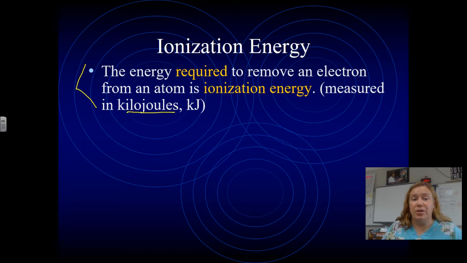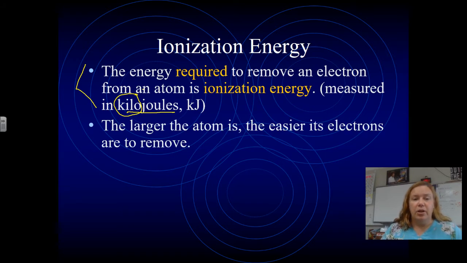Ionization energy is measured in kilojoules. I want you to realize that it's kilojoules, not joules, so we're talking quite a lot of energy. This is not an easy thing to happen. The larger the atom is, the easier its electrons are to remove. Let's say we have something like cesium that has electrons in the 6s sublevel. It's going to be a whole lot easier to remove those because the 6s is further from the nucleus, so these electrons feel less of an effective nuclear charge.